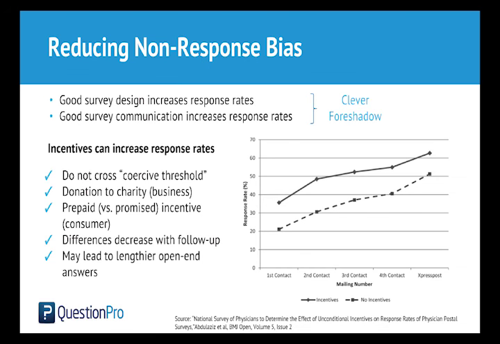And there are a couple of other things that we need to remember in terms of trying to reduce non-response bias. The ones at the top there, good survey design and good survey communication. We've put a note that's a clever foreshadow. It really gets into what we're going to talk about in just a minute when we look at questionnaire and question construction. But we really want to focus on this slide on incentives.